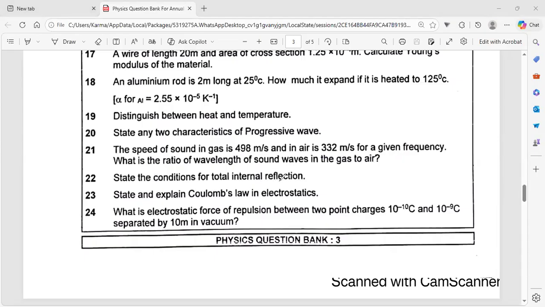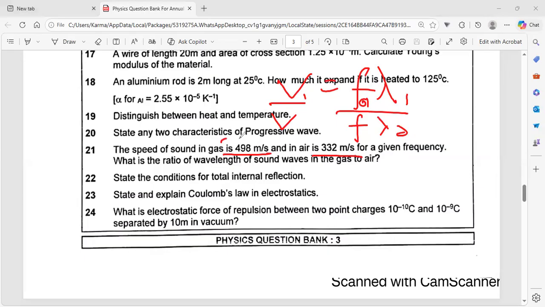The speed of sound is 498 meter per second in the gas and 332 meter per second in the air, for the given frequency. What is the ratio of the wavelength of sound in the gas to the air? It's simple. V is equal to F lambda. V1 is equal to F lambda 1, V2 is equal to F lambda 2. Just take the ratios. Two of the velocities are given, substitute V1, substitute V2, and find lambda 1 to lambda 2.